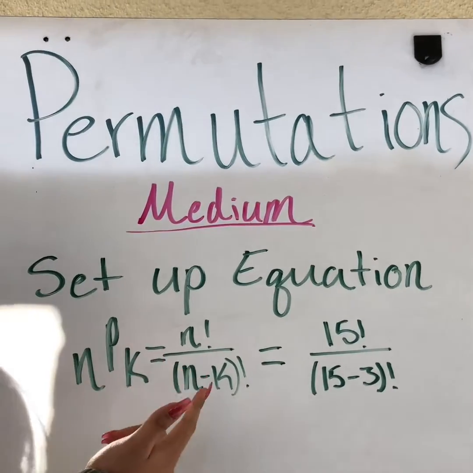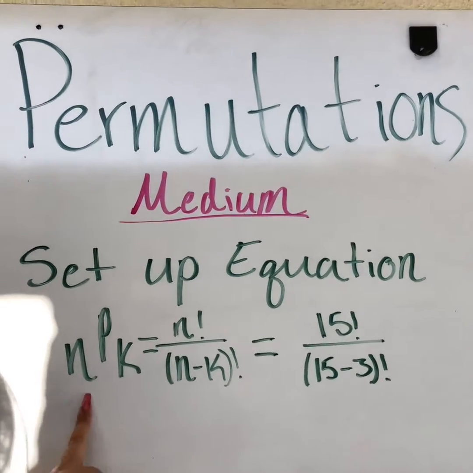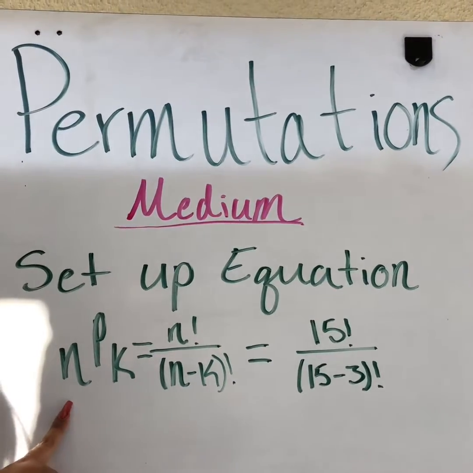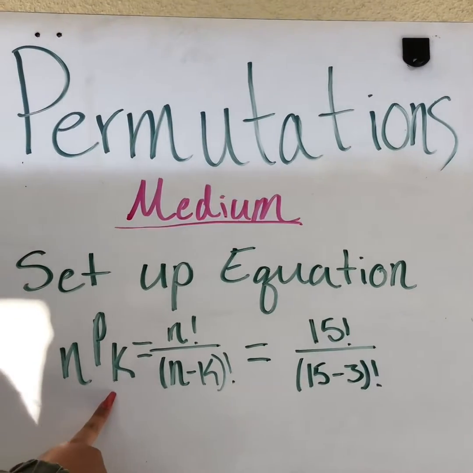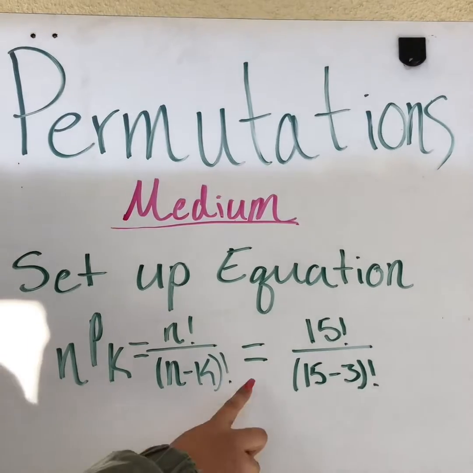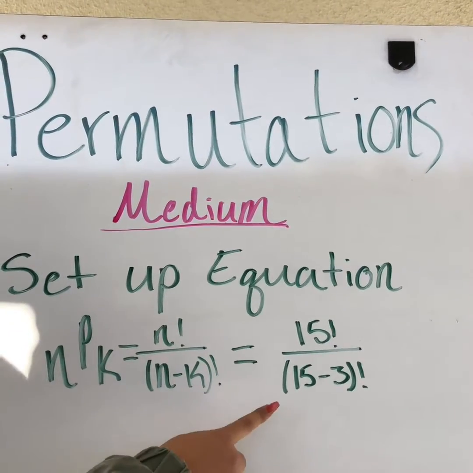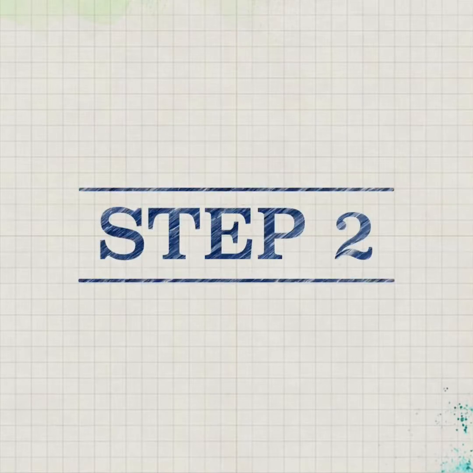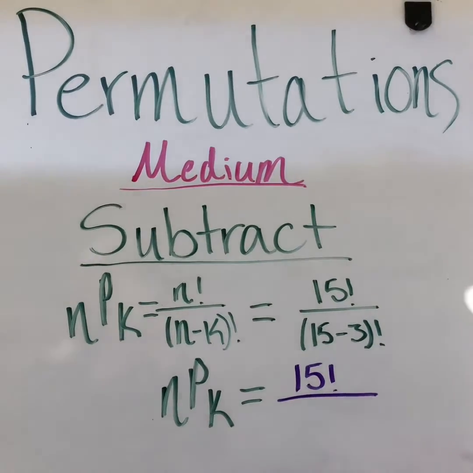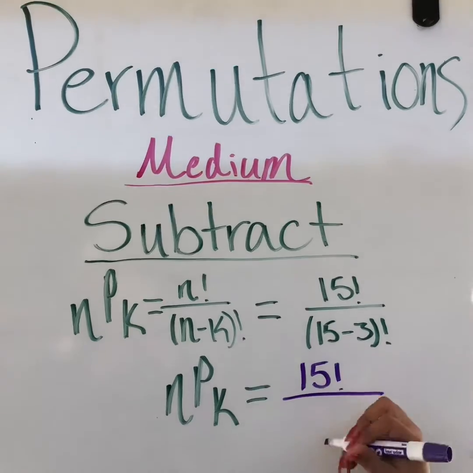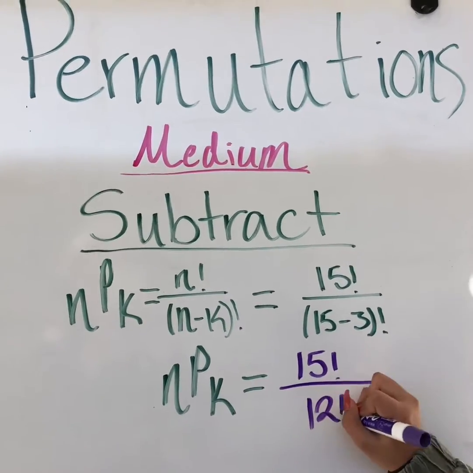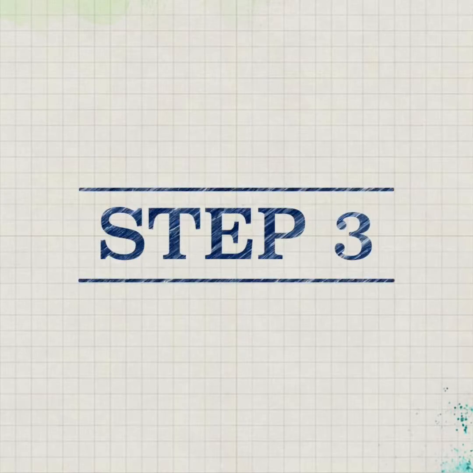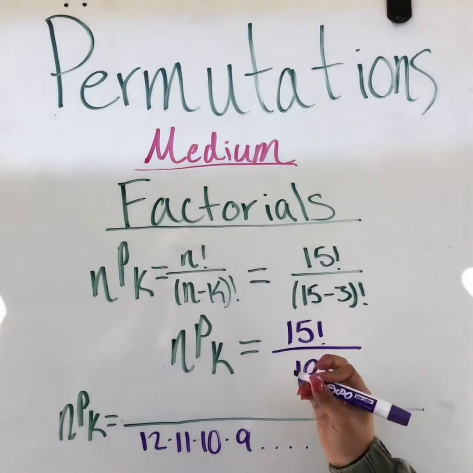And then you set up the equation, and this is the formula, where n equals the number of people and k equals the number of people that can win, which gives us 15 factorial over (15 minus 3) factorial. Then you subtract 15 minus 3, which gives you 12 factorial. And then you write out the factorials.